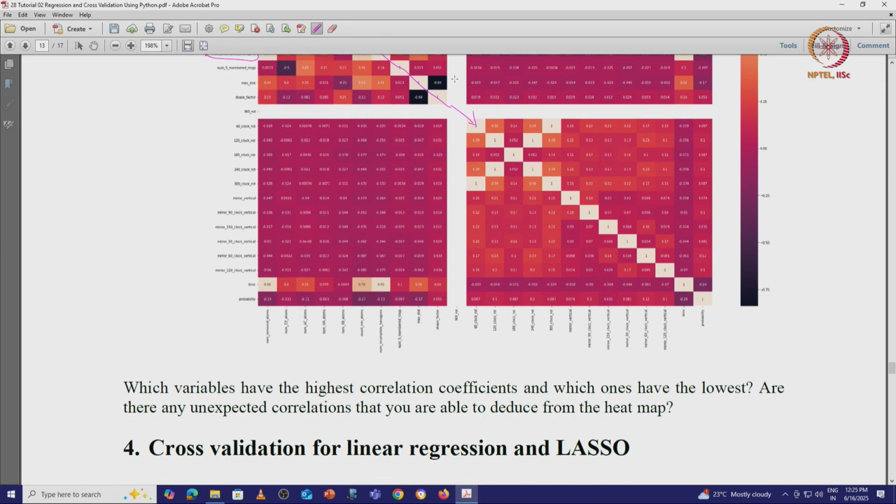So you can use this heat map, as it is called, to figure out which variables have the highest correlation coefficients and which have the lowest, and it may lead you to some unexpected correlations, which otherwise you may not have known or may not have expected. That is the advantage of visualizing the data, without pre-assuming anything about what is happening.